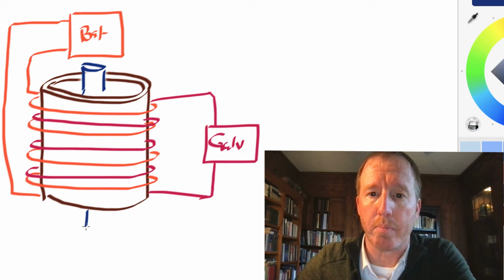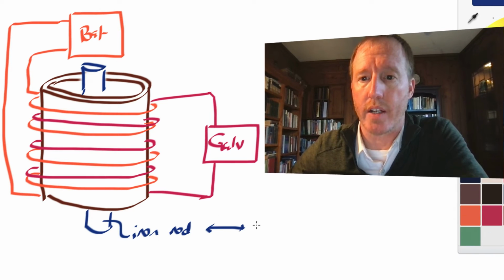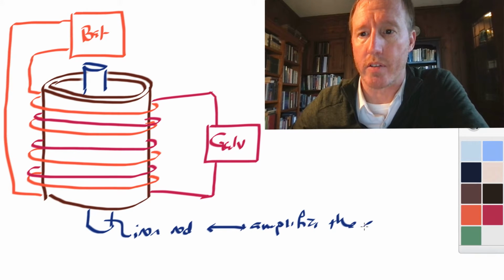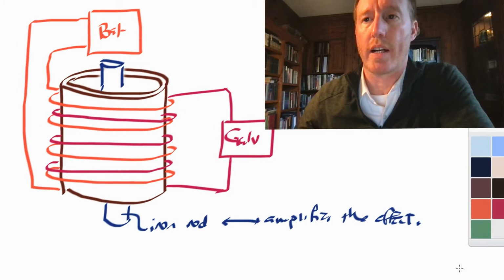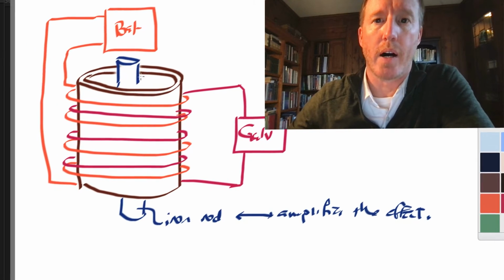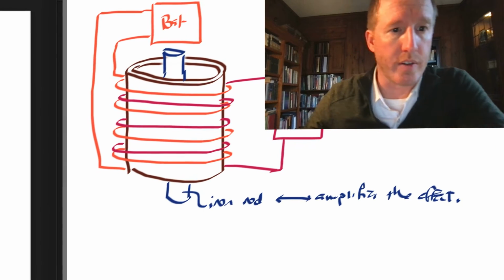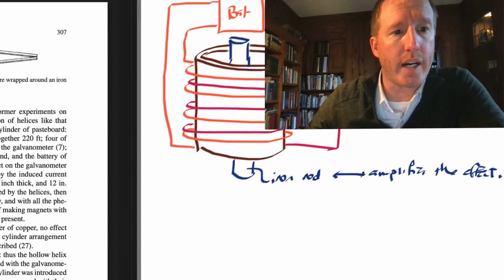So the presence of an iron rod, when he does this, amplifies the effect that he had previously seen. So somehow this effect recruits whatever potential the iron rod has in order to amplify this effect. Okay, and now this leads him to an idea.